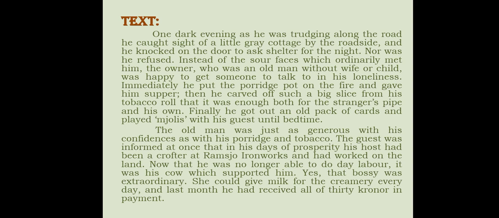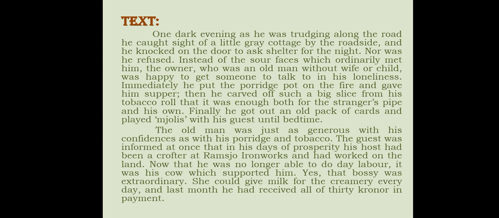Immediately, the cottage owner started cooking porridge, a dish of oatmeal. He served dinner to the rattrap maker, and then he cut a big piece of tobacco from a roll. With this, the rattrap maker and the cottage owner each could smoke their pipes. Then they played a game, mjolis, with playing cards.